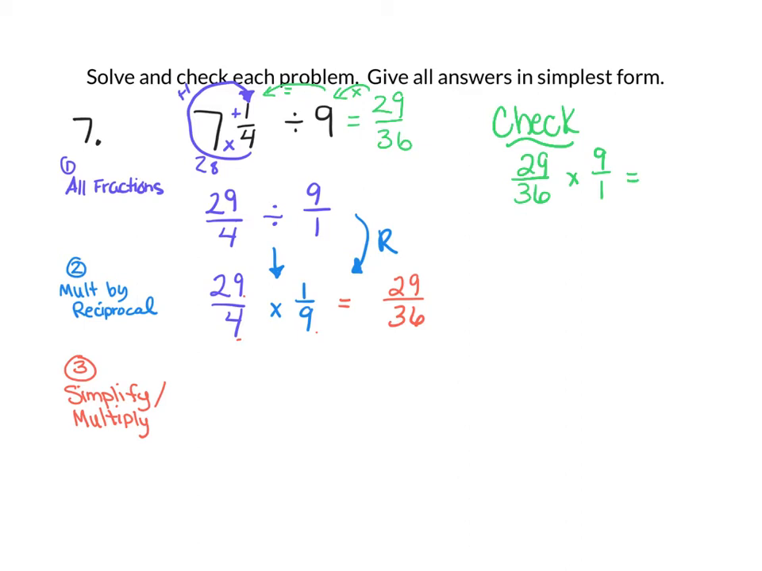Going to simplify this because I can divide this by 9 and this by 9. So that would give me 4. That's 1. So then I get 29 fourths. And does 29 fourths equal 7 1/4? Yes, it does. So it checks out. So my final answer is 29/36.